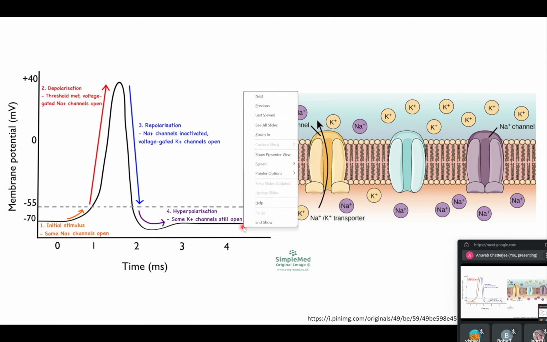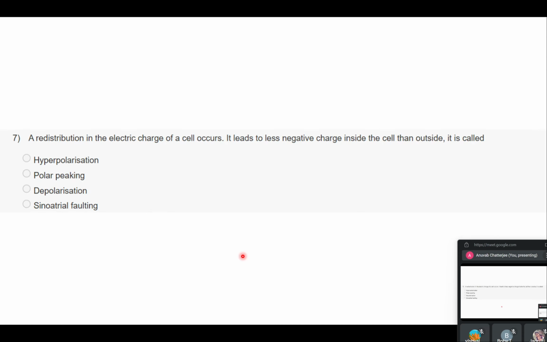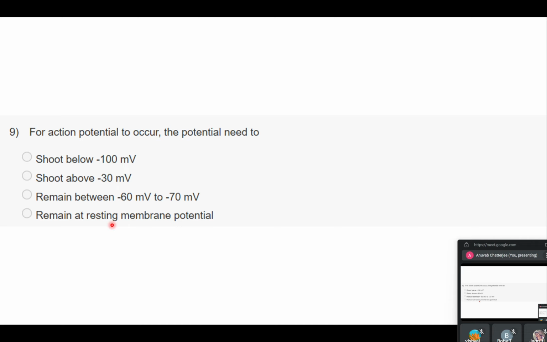Okay. Since there are no questions, I assume everyone has understood. So the answer to this question: a redistribution in electric charges of a cell occurs, it leads to less negative charge inside the cell than outside, it is called depolarization. When it is negative inside, it is called hyperpolarization, and if it is becoming positive, it is known as depolarization.